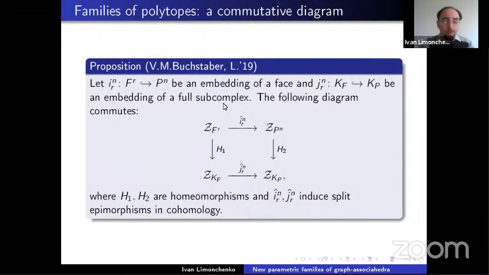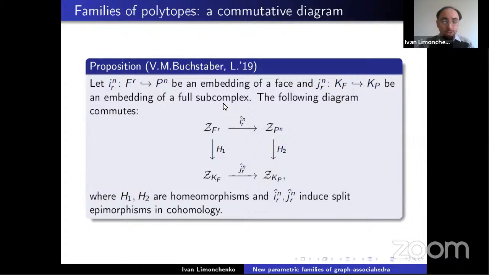To do this, we apply some previous results we obtained with Victor concerned with the geometry of moment-angle manifolds. There's no need for me to recall the definitions of moment-angle manifolds and complexes, since they were already mentioned in this seminar several times, for example in the talks by Steve and by George today. Our result is the following. Suppose you have an embedding of a face and you have an embedding of a nerve complex into a nerve complex as a full subcomplex. That's important, that K_F is a full subcomplex in K_P. Then the following diagram commutes.